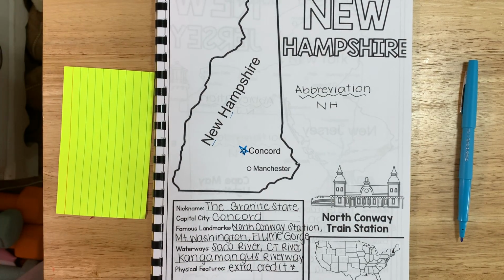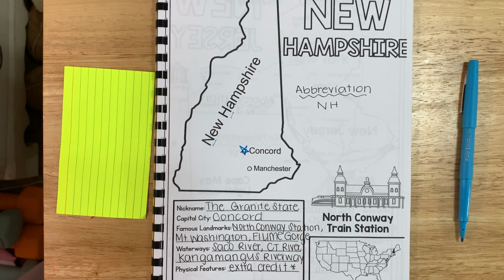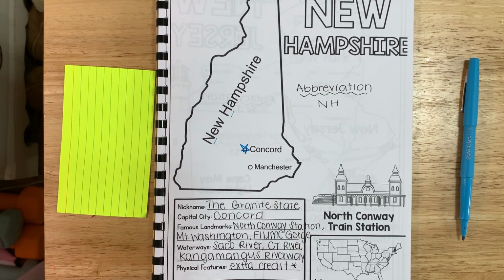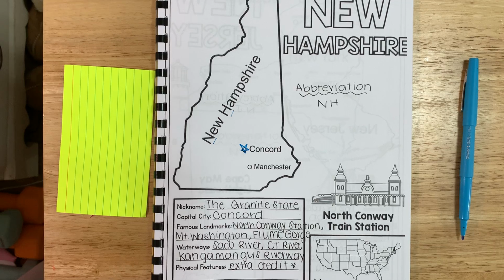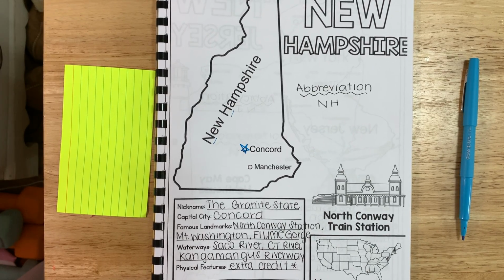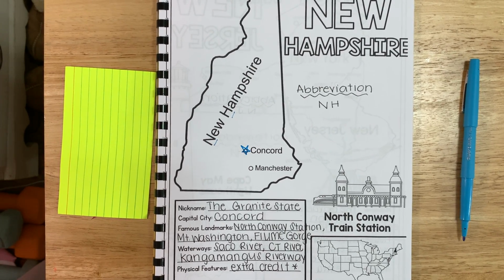And then for waterways, just like Maine, we have the Saco River. We also have the Connecticut River and the Kangamangas Riverway. Now that's a tongue twister, but the Kangamangas runs all the way up the side of New Hampshire. It kind of splits it in half, so that's a big one. The Kangamangas Riverway is a big part of New Hampshire.